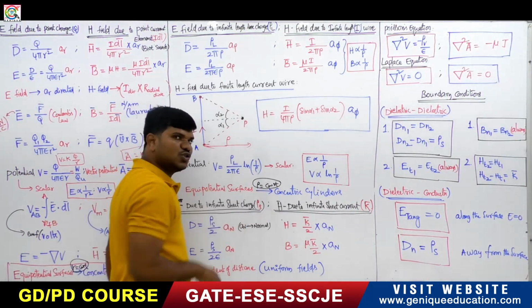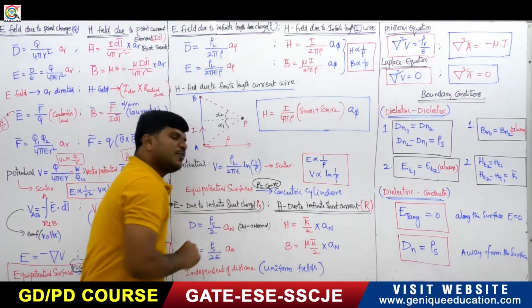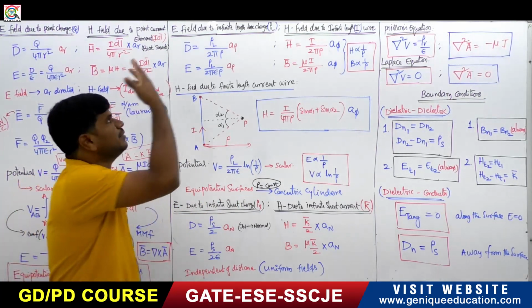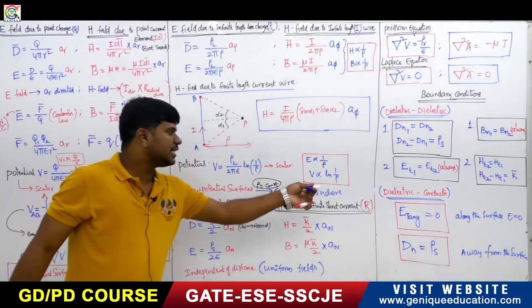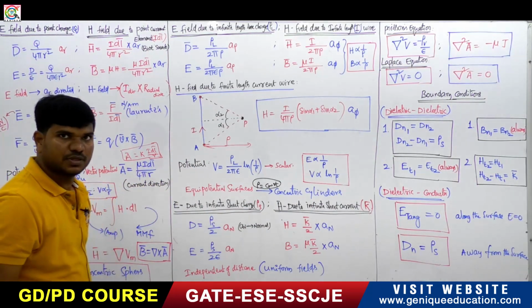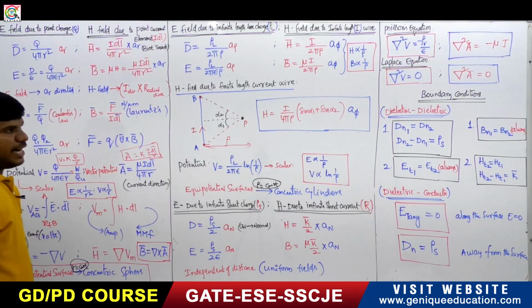So from these two we can say that for the line charge the equipotential surfaces are concentric cylinders, or for the line charge the concentric cylinders are said to be equipotential surfaces. Right? So from this we can identify this.